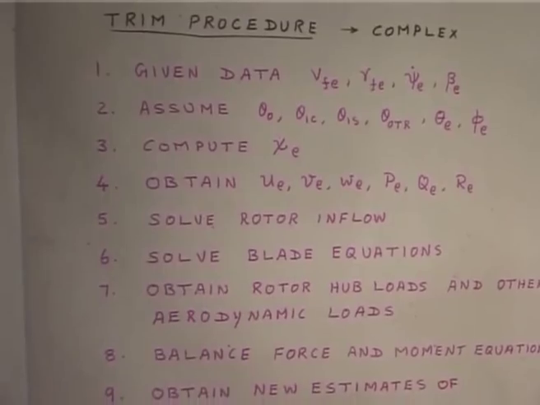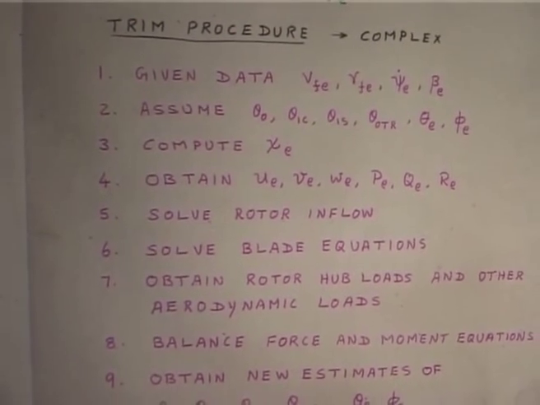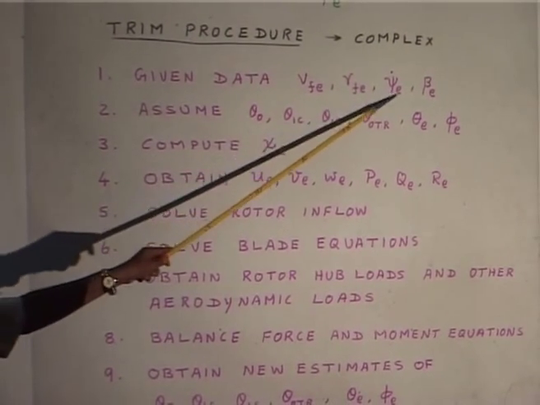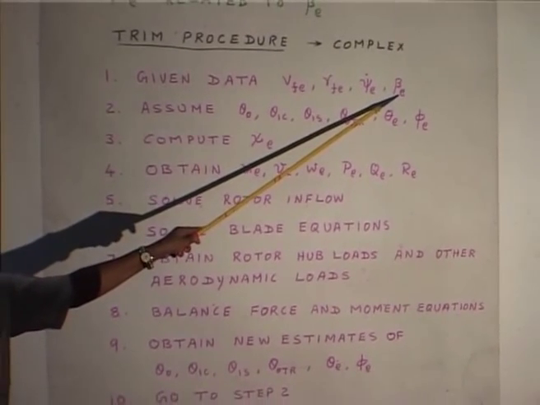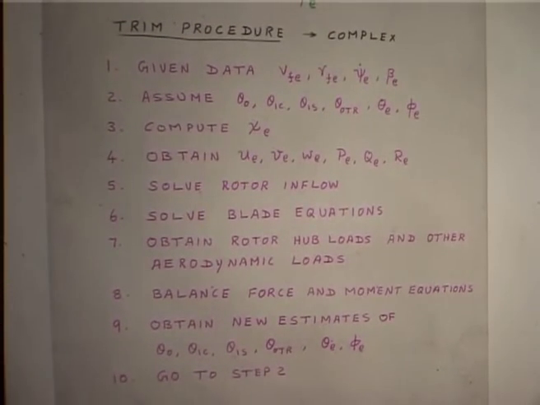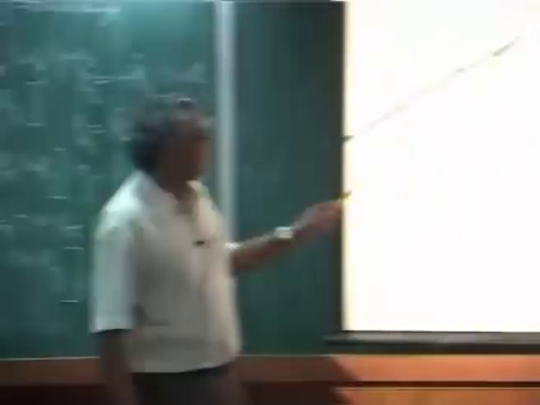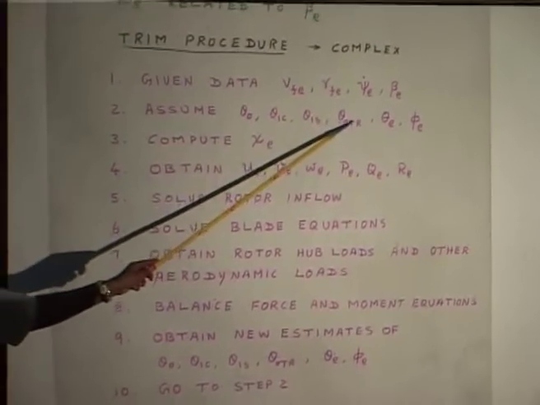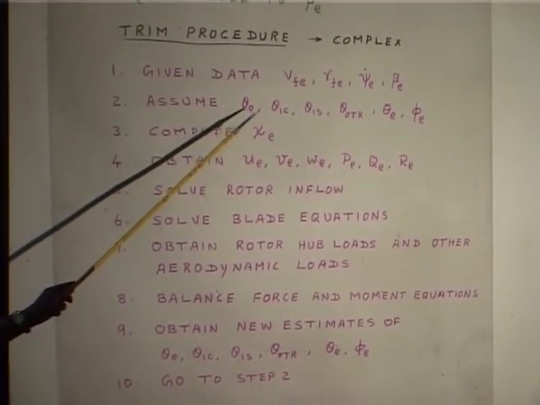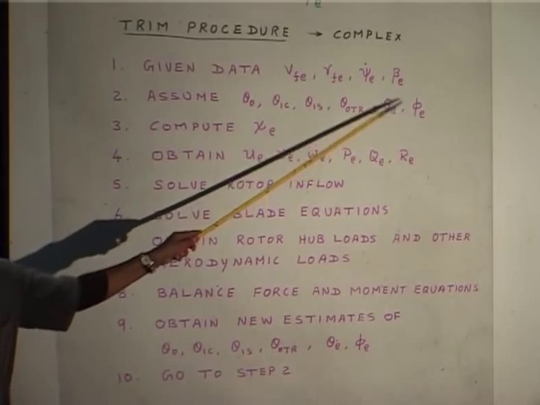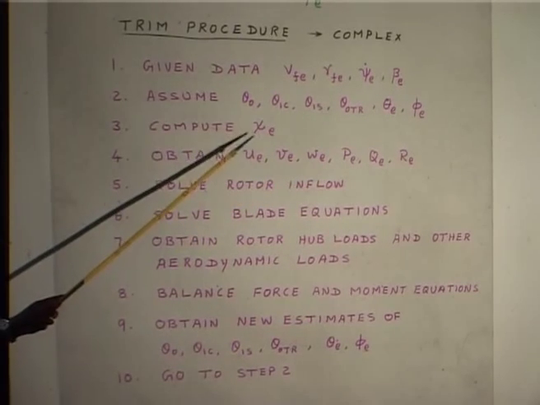Given the data, velocity, flight path, and then turn rate, side slip. Once I have this, I go back and solve first the track angle, but assuming theta EQ and phi EQ. So, that is why I say here these 4 quantities are pilot control input, I assume these 2 quantities which are EQ, compute the track angle.